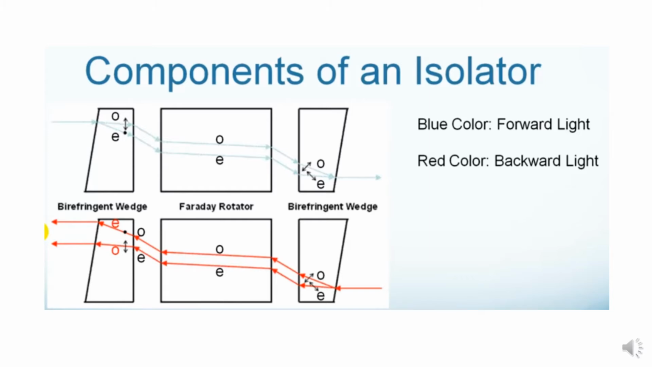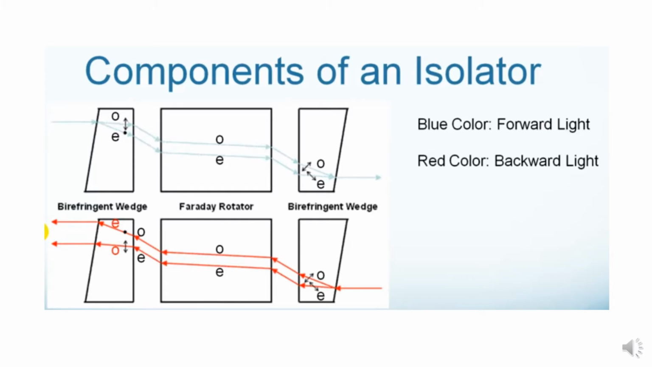This beam is rotated by the Faraday rotator. Then these two beams are combined at the output of the birefringent wedge, and this light will be coupled back to the fiber and travels in the system. This is about the forward light, which is represented in blue color.